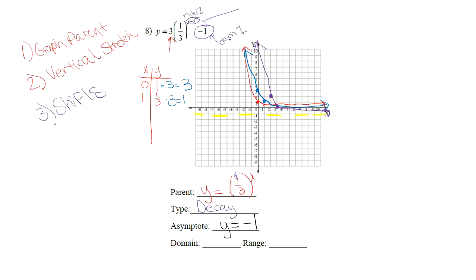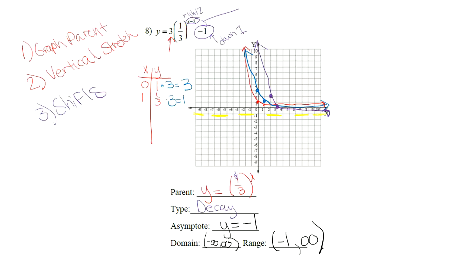My domain, guys, is -infinity to +infinity. I am covering all of it. And my range, this is where a lot of kids have a sticking point. I am not crossing -1, right? So I'm going to start at -1. Notice it's a parenthesis because I am not crossing it. And then I'm going up to the positive. So my range is -1 to infinity.